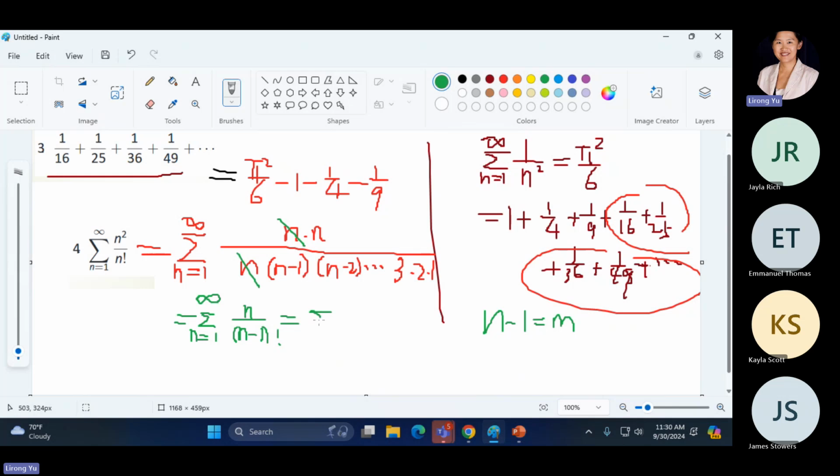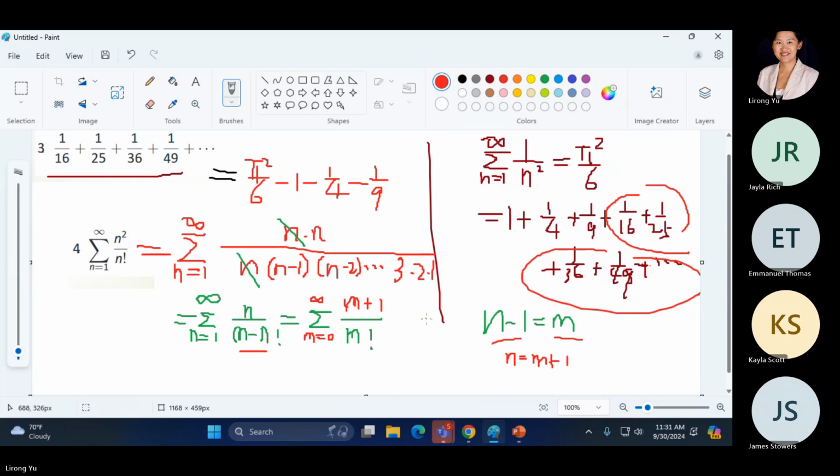Then this will be the summation over m factorial, changing variable. So if you call the n minus 1 m, then the denominator becomes simpler. And since n minus 1 equals m, then n will equal m plus 1. So the numerator was n, so now the numerator is m plus 1. And where does the m start? m is n minus 1. When n equals 1, m is 0. So m goes from 0 to infinity.